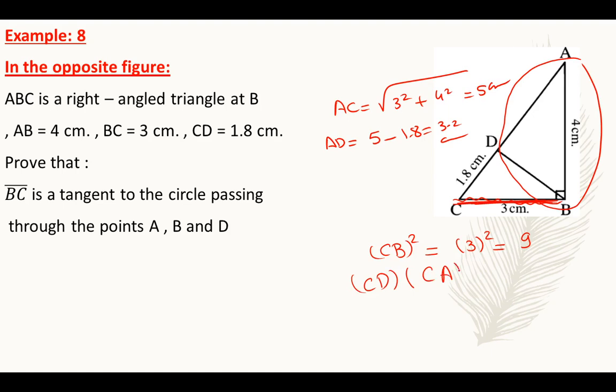So CB power 2 will be equal to 3 power 2 equals 9, and we will find CD multiplied by CA. CD, which is equal to 1.8, multiplied by CA, which is equal to 5 centimeter. 1.8 multiplied by 5 will be equal to 9. Now you have that CB square equals CD multiplied by CA. So since CB square equals CD times CA, you can say that CB is a tangent to the circle which passes through the vertices of the triangle A, B, and D.